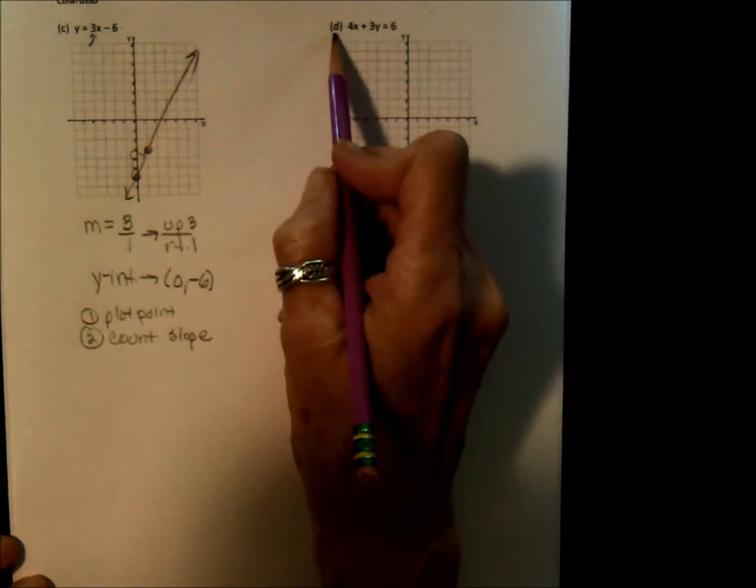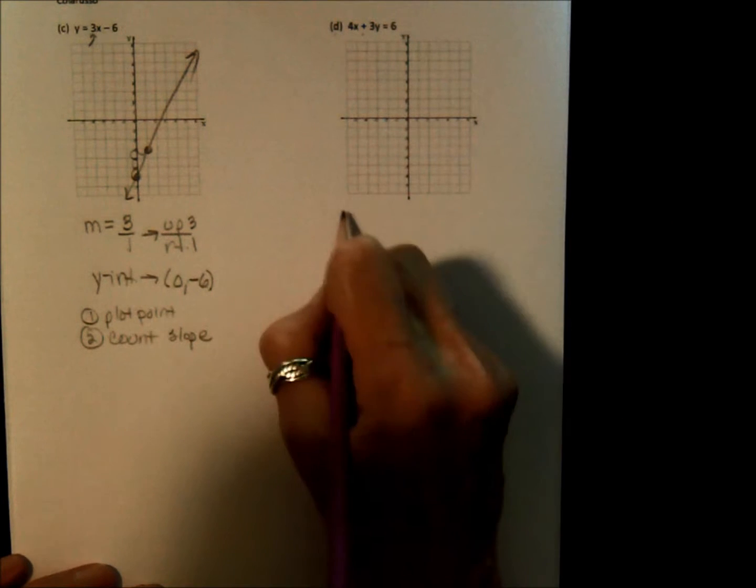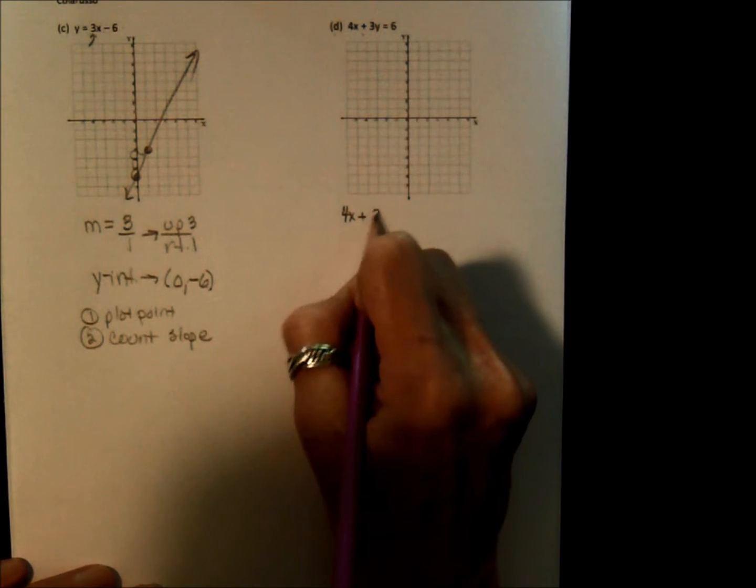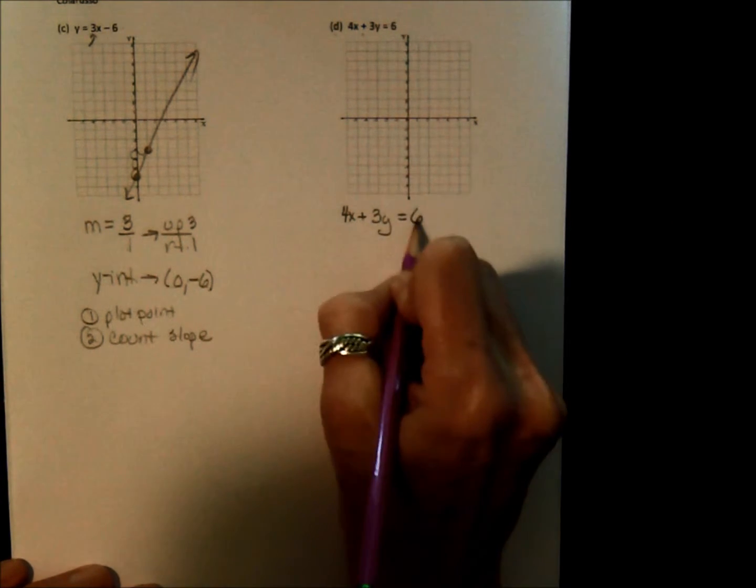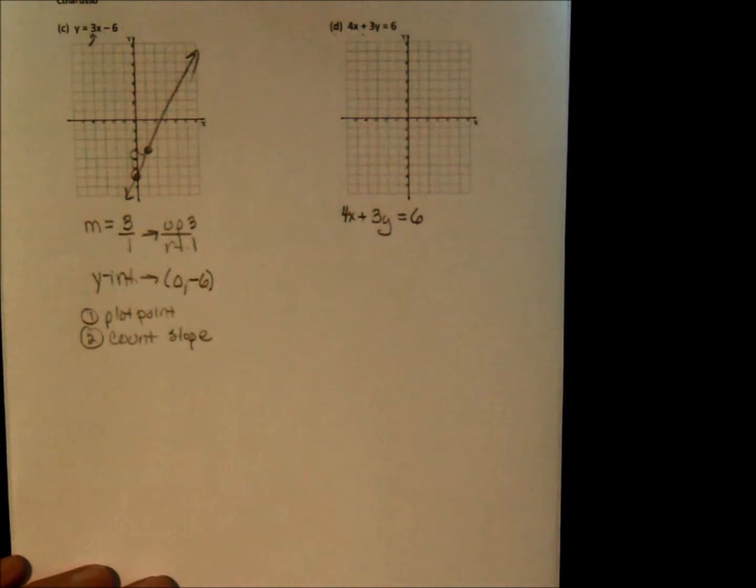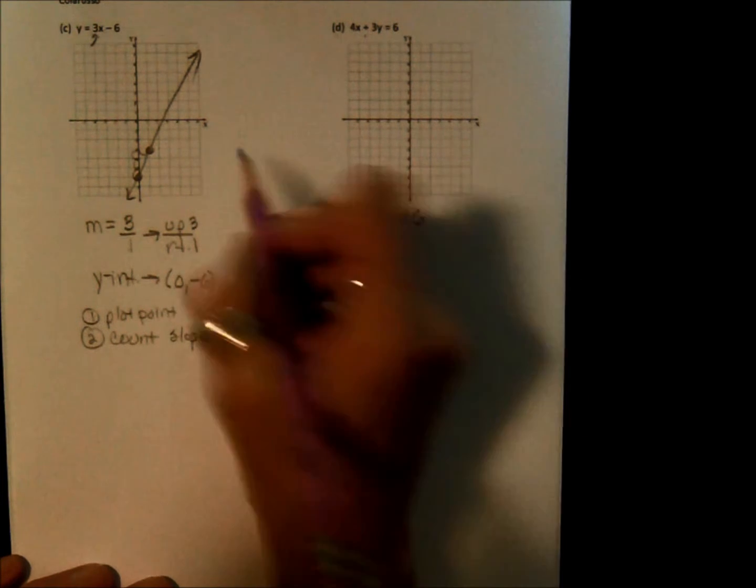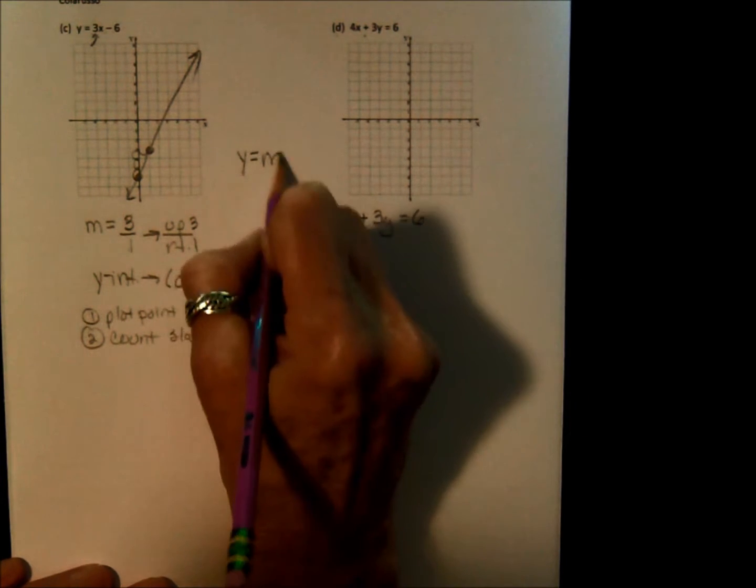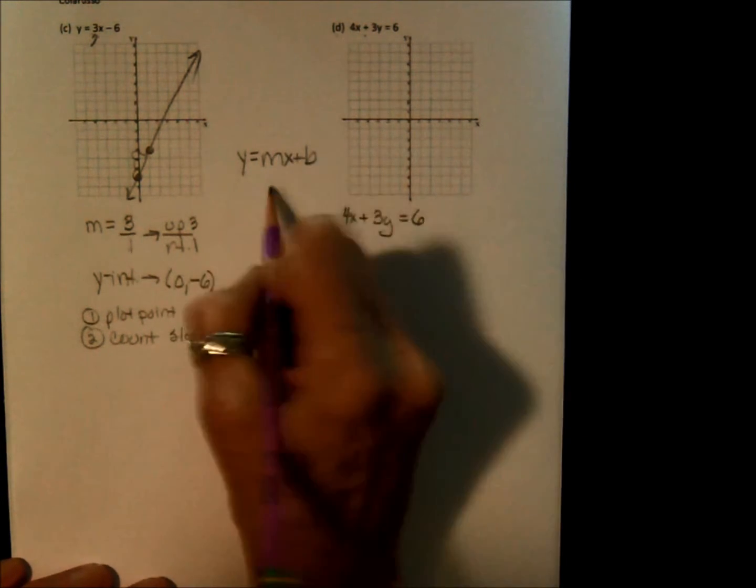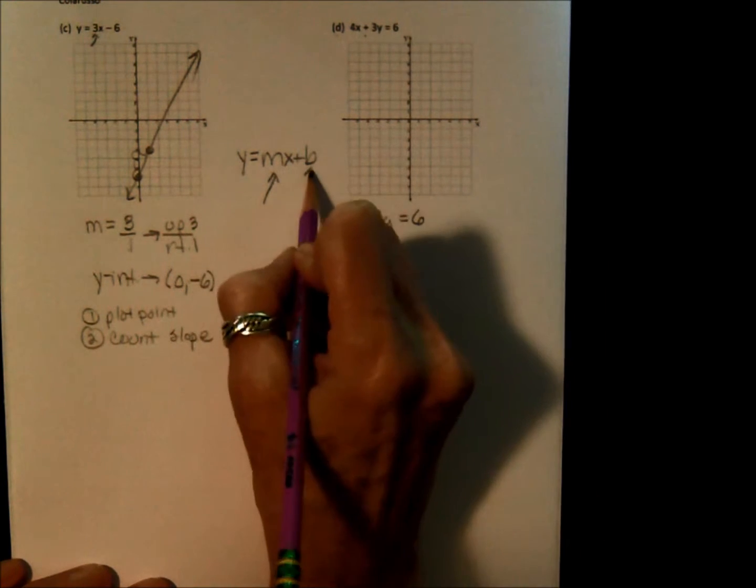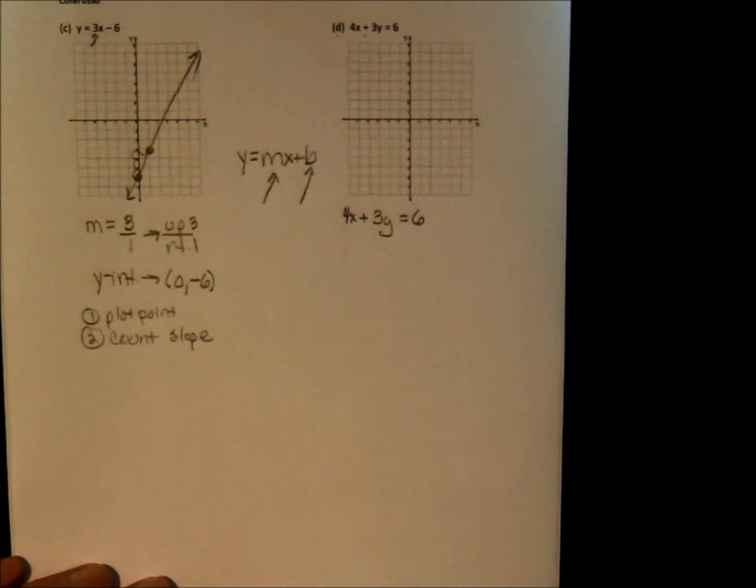Finally, in example D, we're given the equation 4x plus 3y equals 6. Now there's two different ways you could do it. You could do an XY table here and find 2 points. I don't want to do that because I'm going to get fractions. So what I'm going to do instead is get that equation in y equals mx plus b form, and then I'm going to use the m and the b that I will see from that rearrangement.